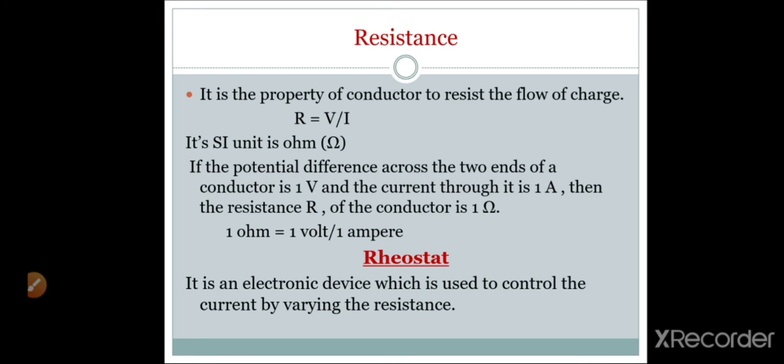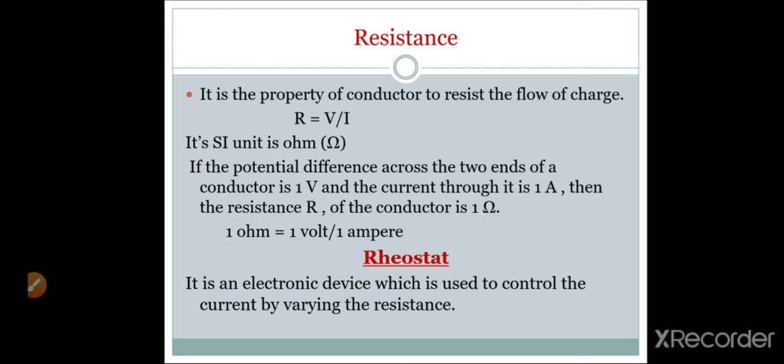So V equals IR, or we can write R equals V upon I. So its SI unit is ohm. SI unit of resistance is ohm. If the potential difference across the two ends of a conductor is 1 volt, then the current through it is 1 ampere, then the resistance R of the conductor will be 1 ohm. So this is how we can define ohm. 1 ohm equals 1 volt upon 1 ampere.